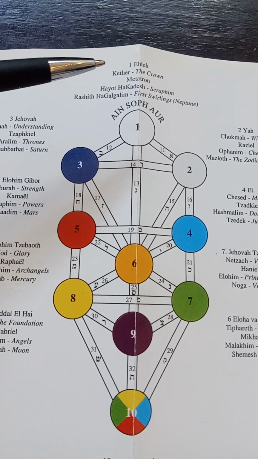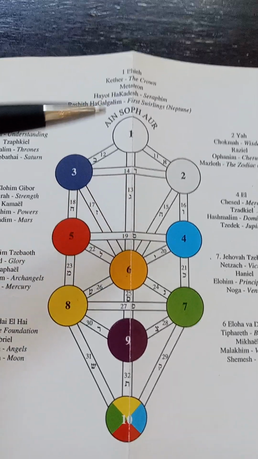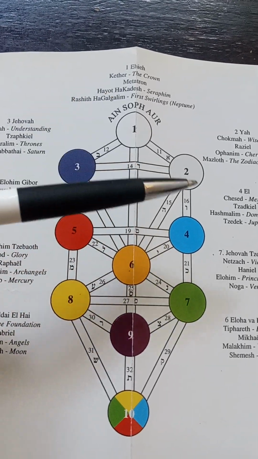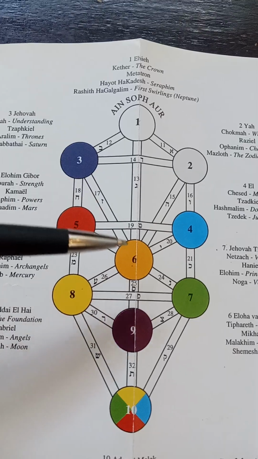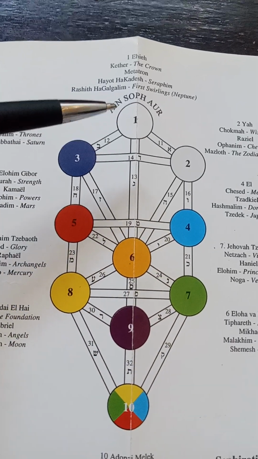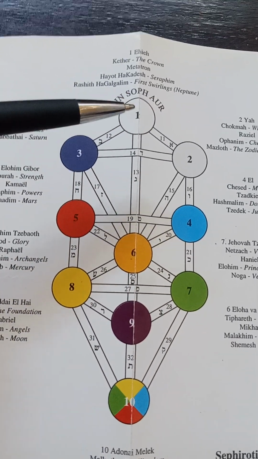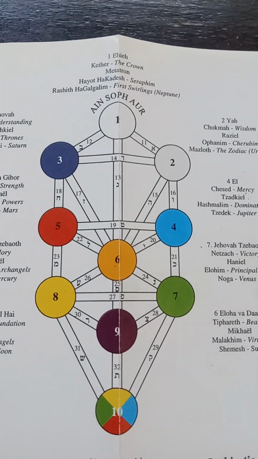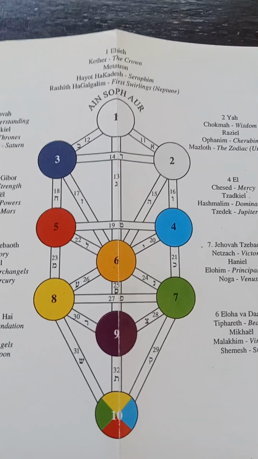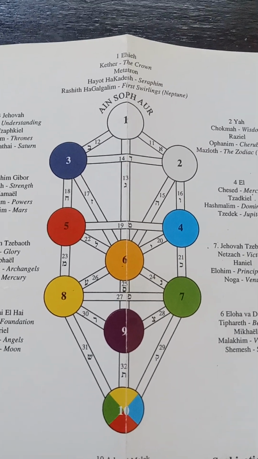Ehyeh means I am. And the crown is above Yod. Yod, Hey, Vo, Hey. This is the Shin. The Shin looks like a crown. So with that being said, may you crown yourself with the light of God within you.